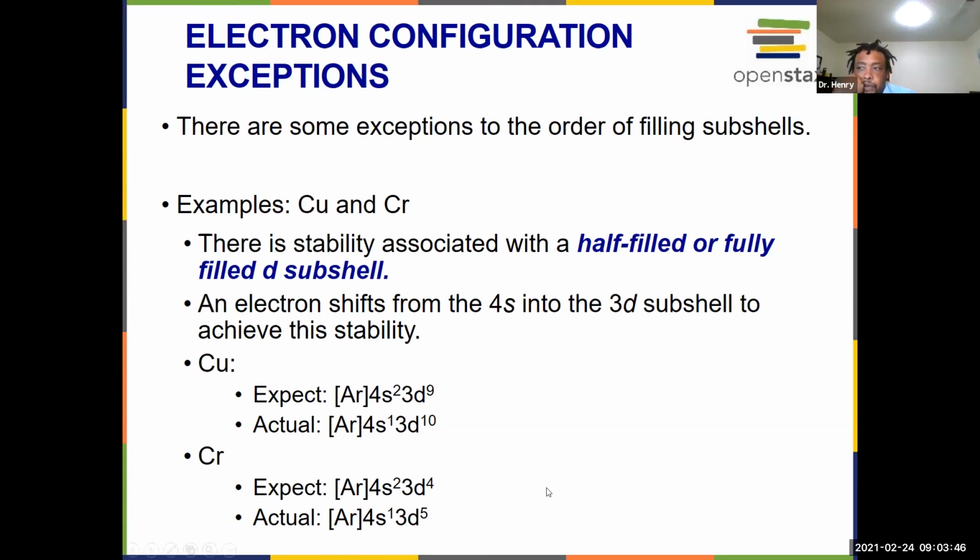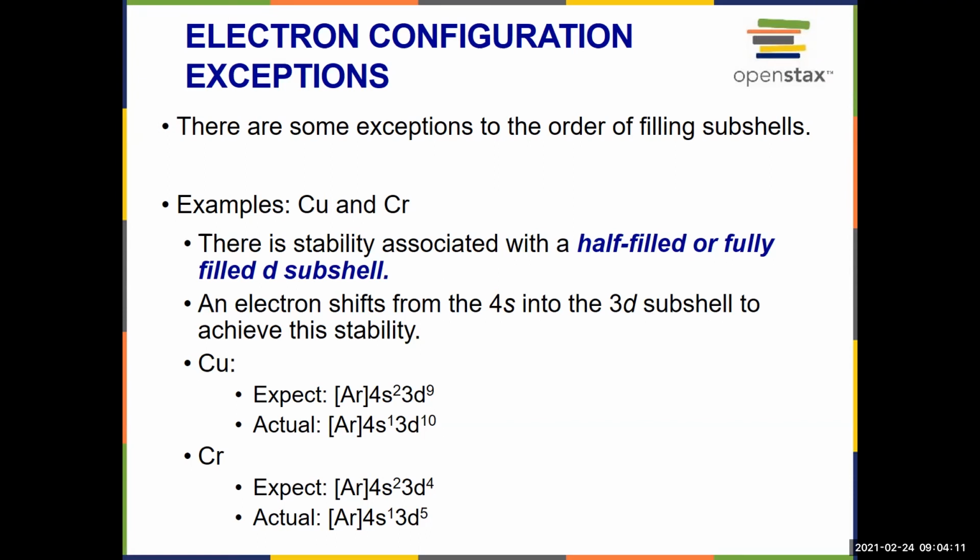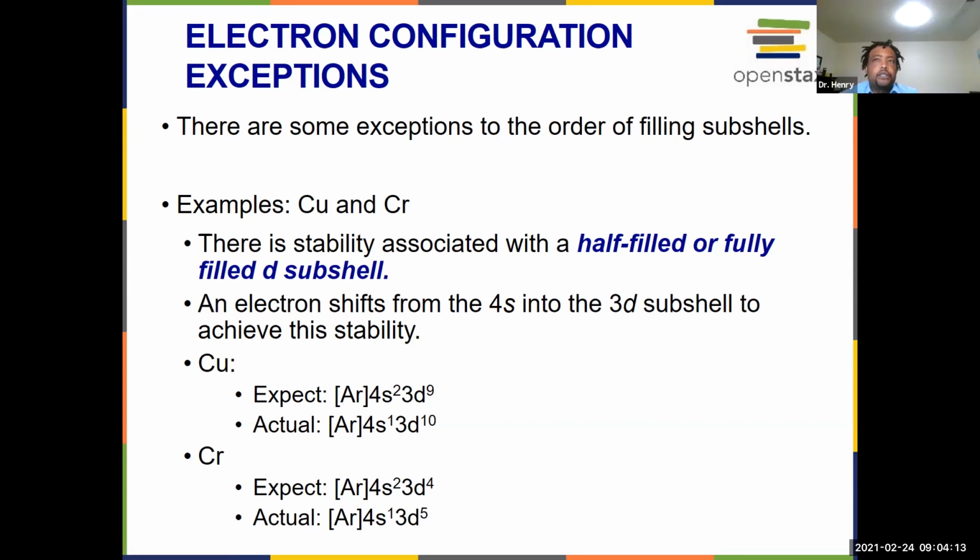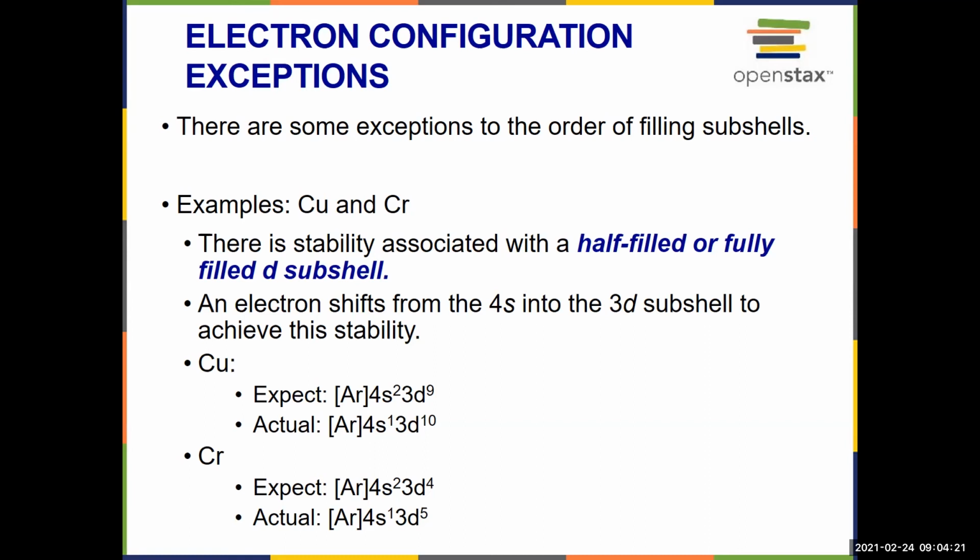So in the case of copper, if we wrote it out, it would be argon 4s2, 3d9, right? But since this is 9, we want to try to get that d full if we can. So it'll actually borrow that electron from the s orbital and pop it up into the d orbital. Are you with me? And do you guys see the distinction between the two? Yes, okay, good.